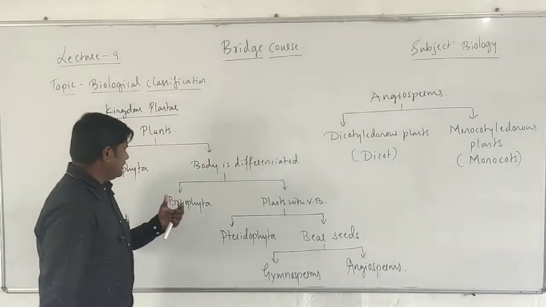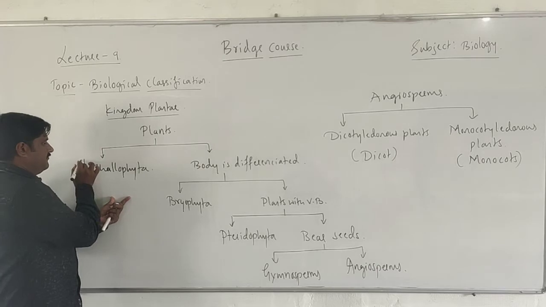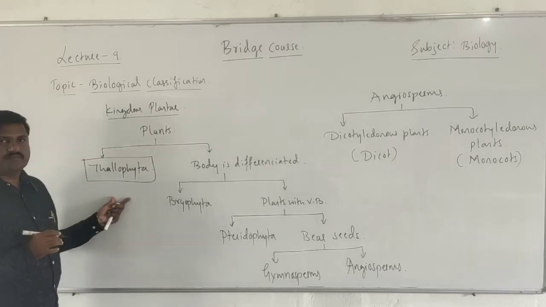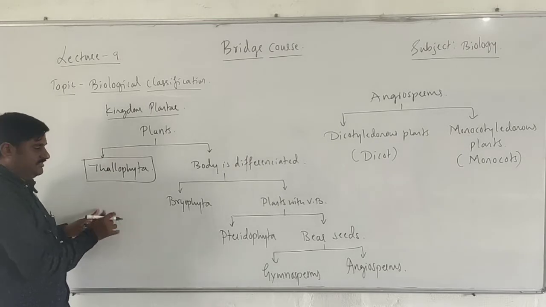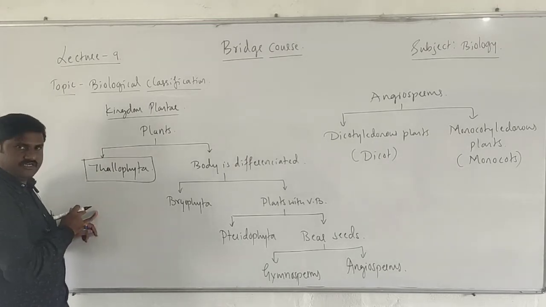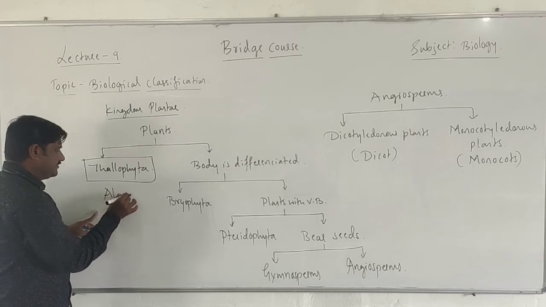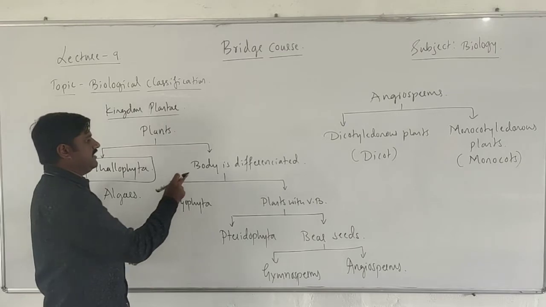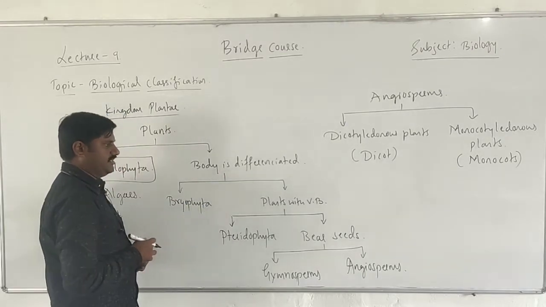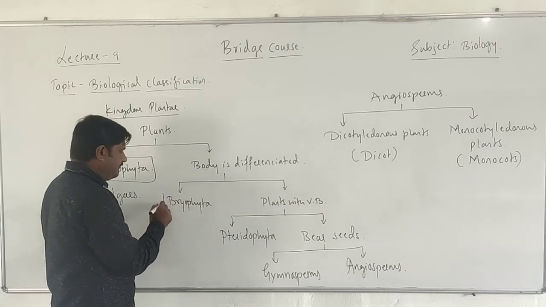So let us see different groups of plants once again. First one is Halophyta. Halophyta means body structure is made up of thallus. It is undifferentiated body, right? Here we study algae. Algae have thallus. And the next body is differentiated over here, right? So first group is Bryophytes.